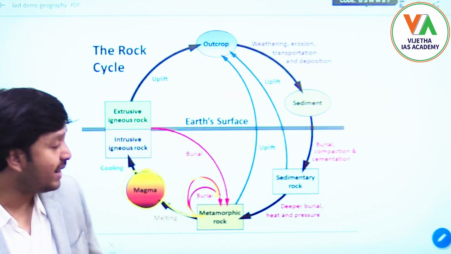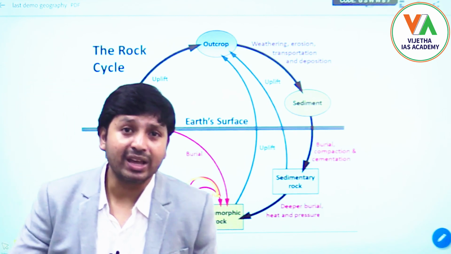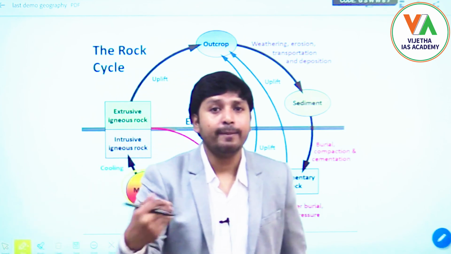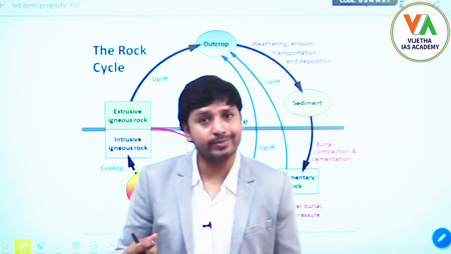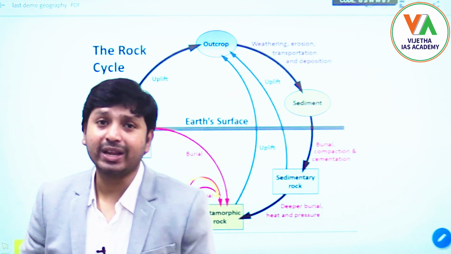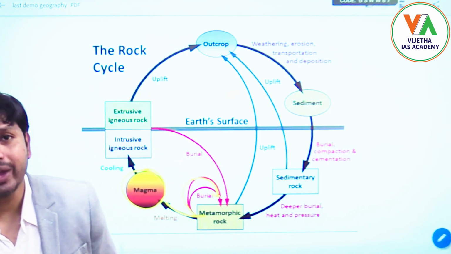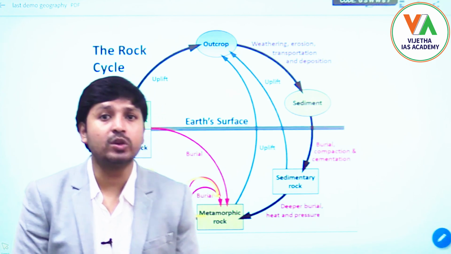Is it clear? And in the coming sessions we will see what igneous rocks and metamorphic rocks are. Examples of these things are very, very important for our prelims. Even sedimentary rocks, what are sedimentary rocks? Is it clear? So we have to know what those examples are also for our exam.